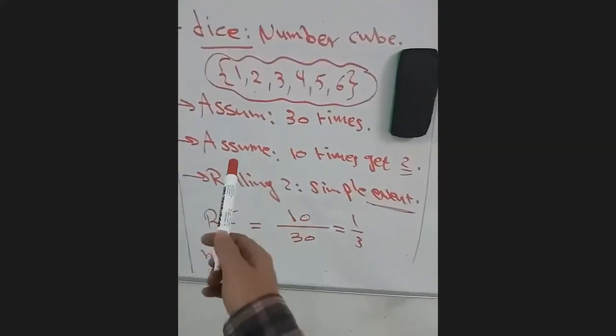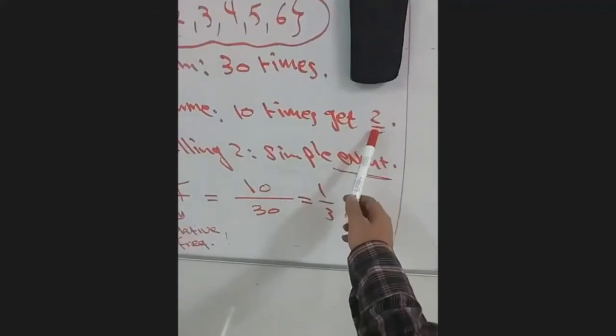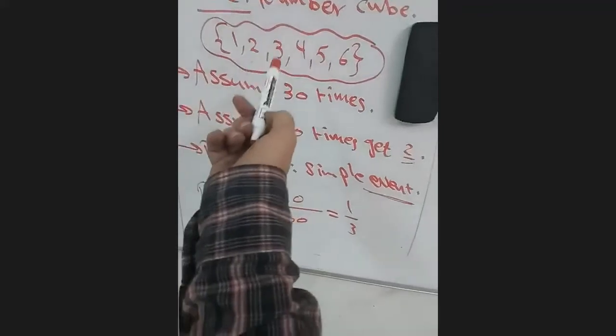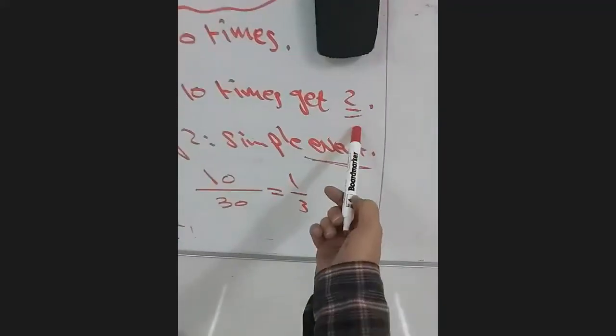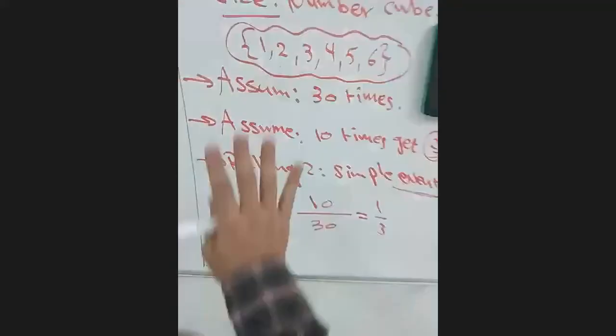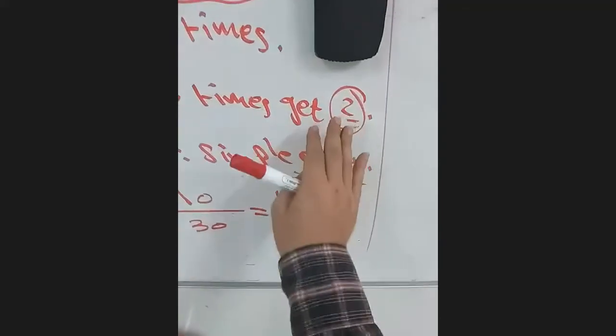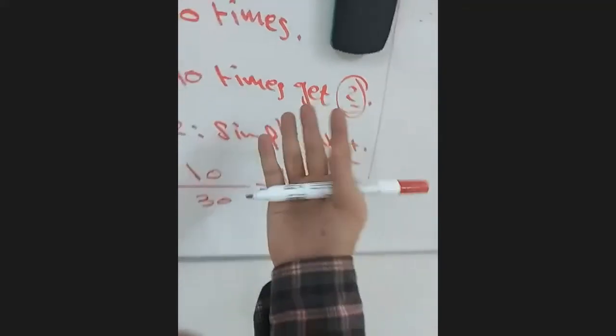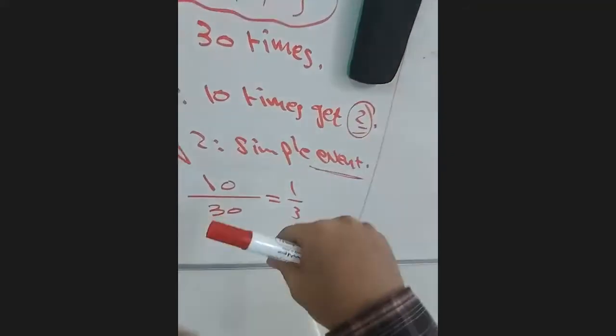Here, I said, assume 10 times you get 2. But I have only 2 here? No. I have 1, 2, 3, 4, 5, and 6. Why do I ask you about the 2 only? I'm assuming, that's all. So in this case, getting 2, we call favorable outcome. It means the thing which the question asks you about. Okay, this is important. Continue.